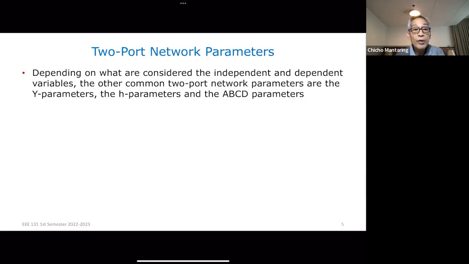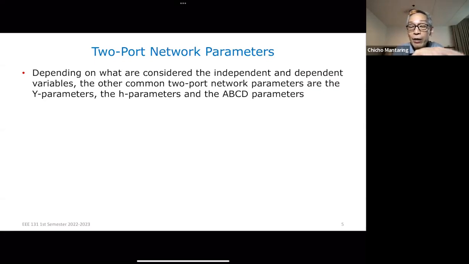Okay, so depending on what are considered the independent and dependent variables, there are many other common two-port network parameters. So I'm just going to name this. Earlier, I introduced to you the Z parameters. So your independent variables are your currents and your dependent variables are your voltages. The Y parameters is the converse, no? Your independent variables are your voltages and your dependent variables are your currents.